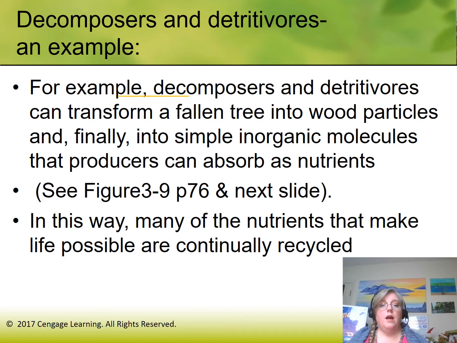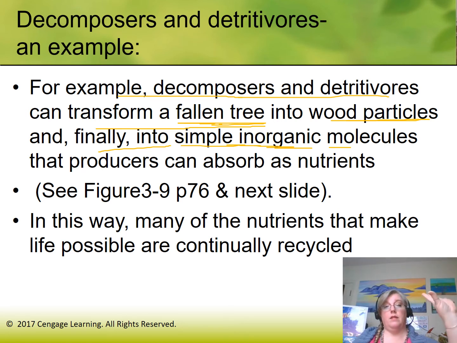For example, if the decomposers and detritivores are starting on a fallen tree, say a tree falls in the forest, they're going to change that into wood particles and then finally back into the simple inorganic molecules. We said that it was quite impressive that the plants can take inorganic sunlight and water and turn it into organic glucose. The decomposers and detritivores are able to do the opposite. They can take living matter and turn it back into inorganic. They can take organic, biotic material and turn it back into abiotic material.